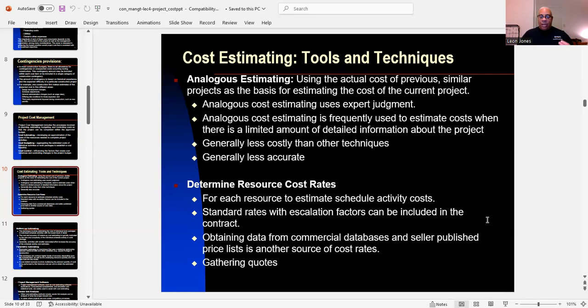Then we can obtain data from commercial databases, and seller published price lists are another source of cost rates and gathering quotes. Now, for obtaining data, there is a website called RS Means. RS Means is one of the oldest tools for estimating the cost of contracts.